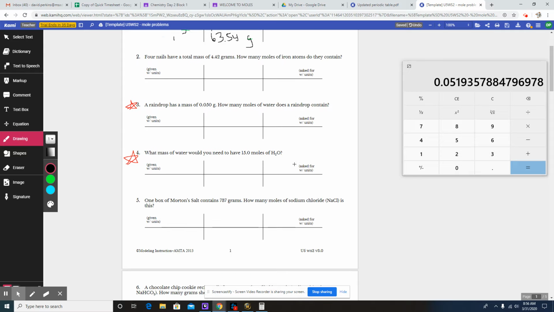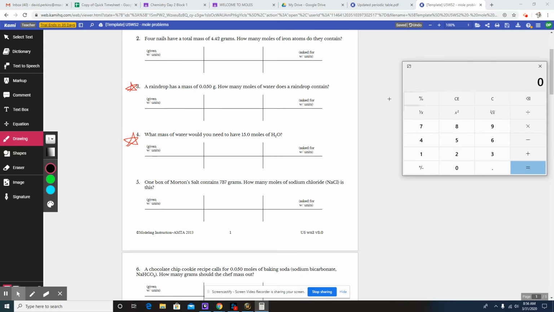Next one. A raindrop has a mass of 0.050 grams. How many moles of water does the raindrop contain? Okay, so now we are given grams and we're trying to convert to moles, and it's water, so it's H2O. All right, so let's start by writing in what we're given.